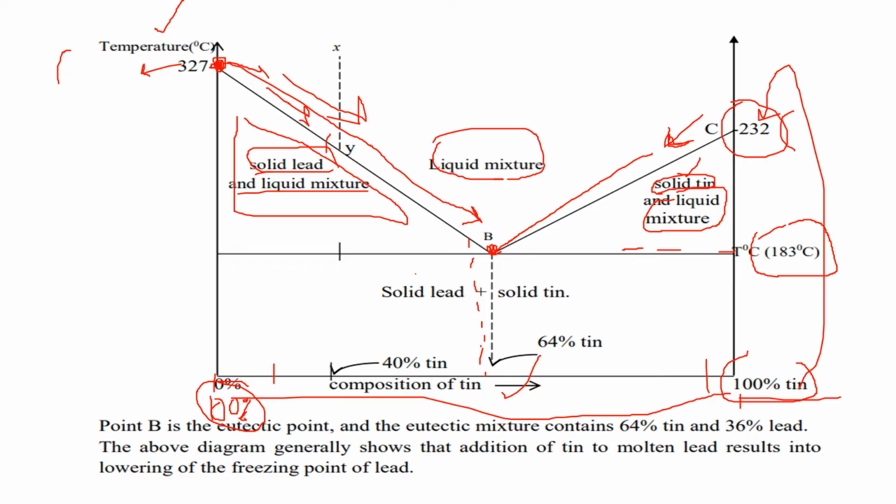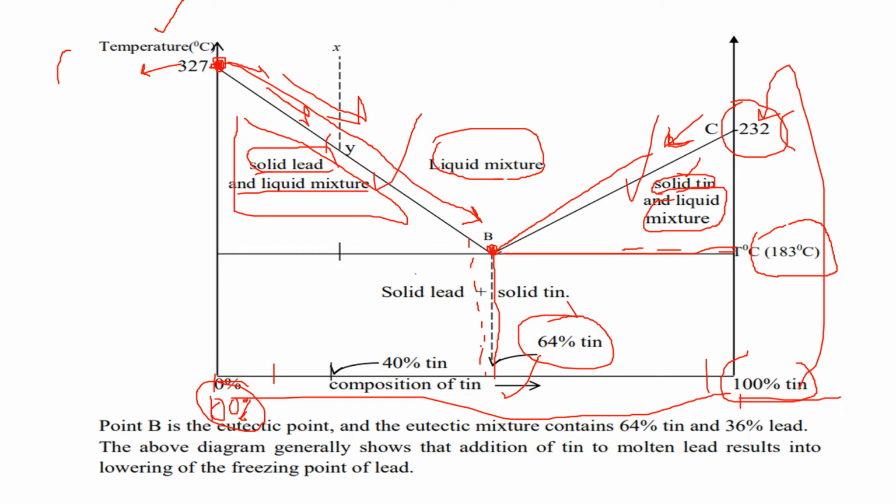So the eutectic point gives us two things. It gives us the eutectic temperature, and also it gives us the eutectic composition, which was 64% tin. And you get this by plotting. You'll be prompted to plot these graphs, and then these are lines of best fit through the points that you have plotted.